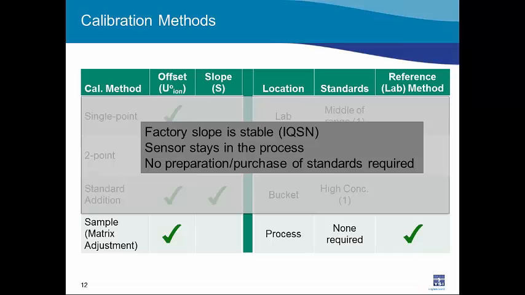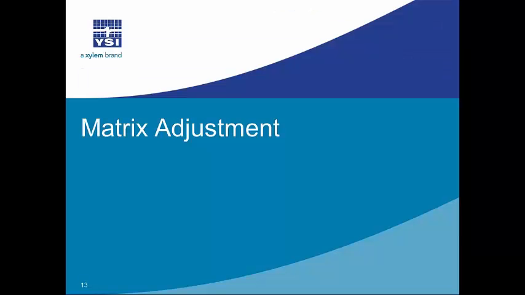We recommend only using the matrix adjustment procedure. One of those reasons, at least for the IQ SensorNet, is the factory slope is very stable, and it will remain stable throughout the lifetime of the electrode. Also, for convenience, the sensor stays in the process, and no preparation or purchase of standards is required. Preparation, of course, is subject to errors, and also standards need to be kept fresh.